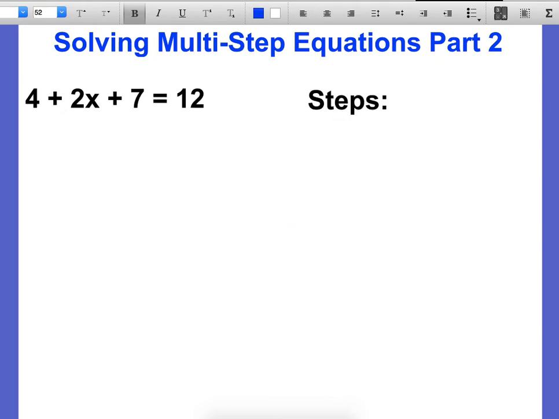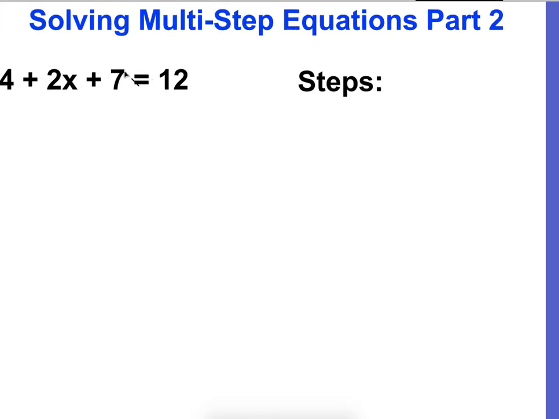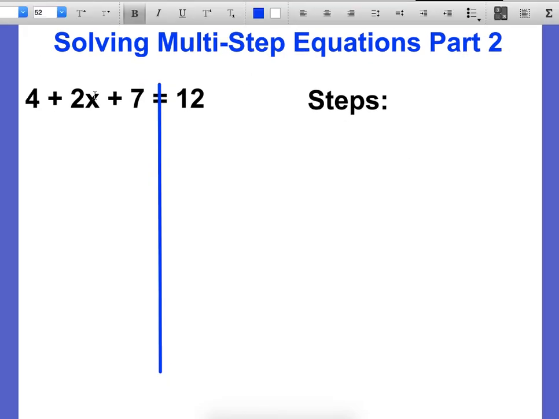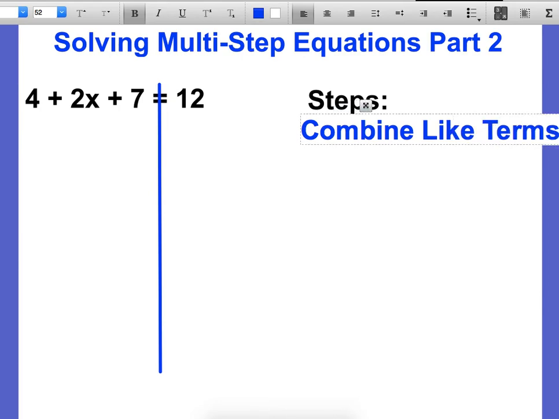So let's look at how this works when we're solving equations and how to utilize this. Remember with solving equations, first step, always draw a line down the equal sign so we separate both sides. And then let's look at our first step. I see 4 plus 2x plus 7 on the left side, and I see just a 12 on the right side. So on the left side, I see a 4 and a 7 without a variable, so I have some like terms that I need to combine. So our first step, we're going to say combine like terms.